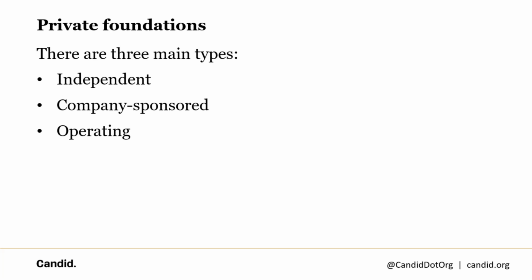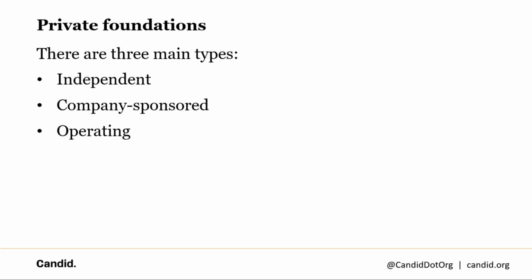An example of this is the Home Depot Foundation. They give out grants on an annual basis, and while they have Home Depot in their name, they are separate from the company itself. One other type of private foundation, the third bullet on my screen here, that works a little differently is the operating foundation.